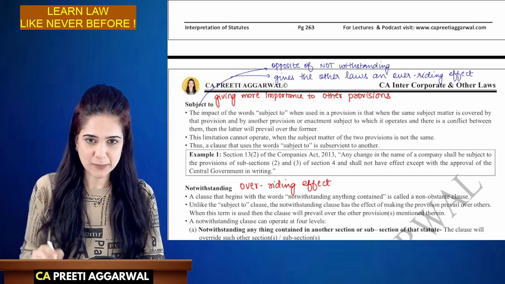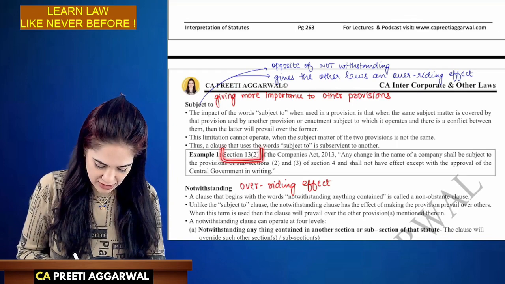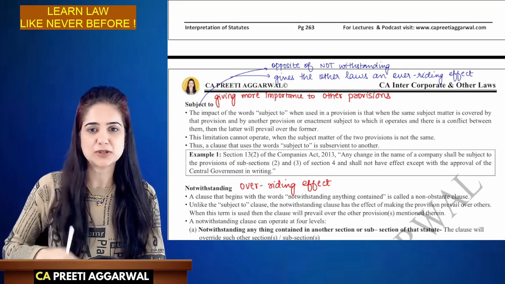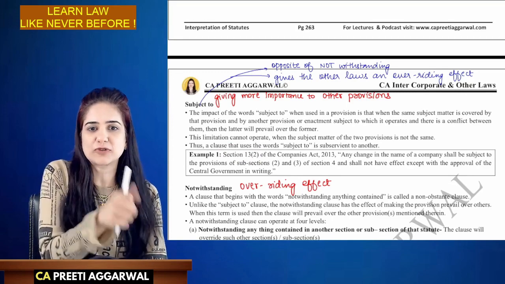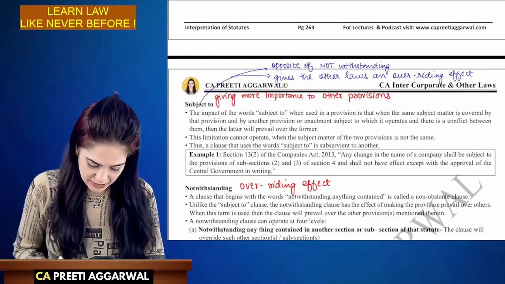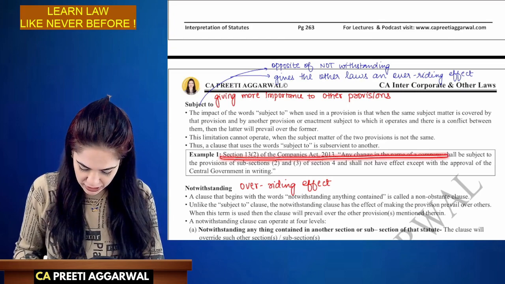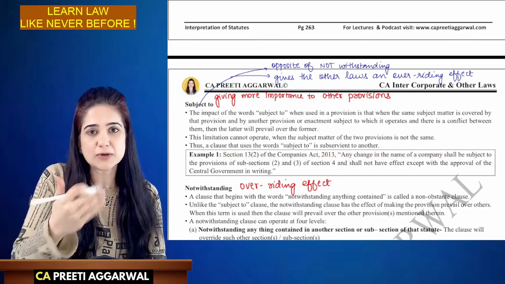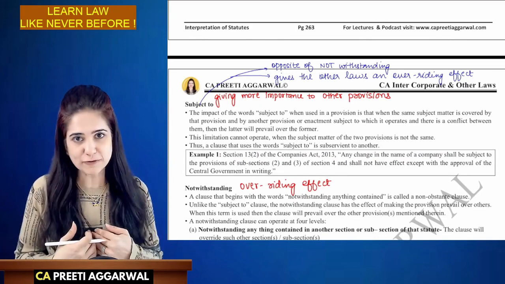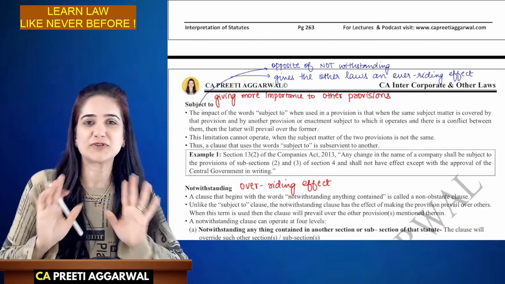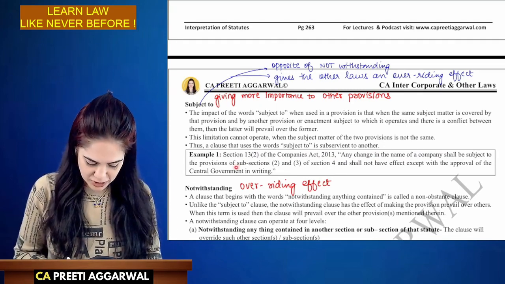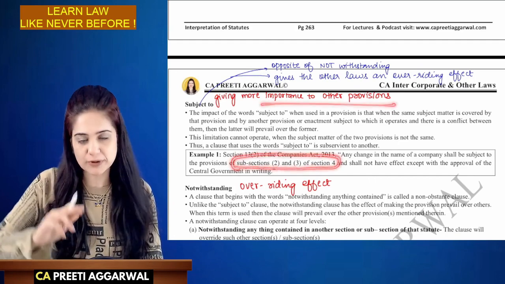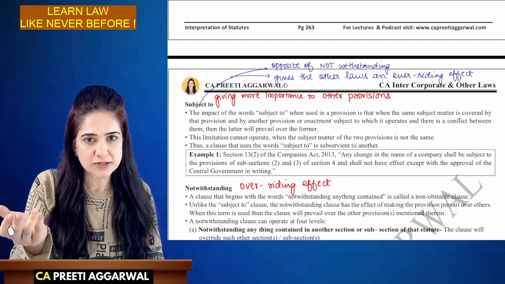For example, Section 13 of the Companies Act says that any change in the name of the company shall be subject to the provisions of such. It means that any change in the name will be effected subject to. It means you have to follow me, but follow that provision first. It will be subject to the provisions of subsection 2 and 3 of section 4. So it gives more importance to other provisions.